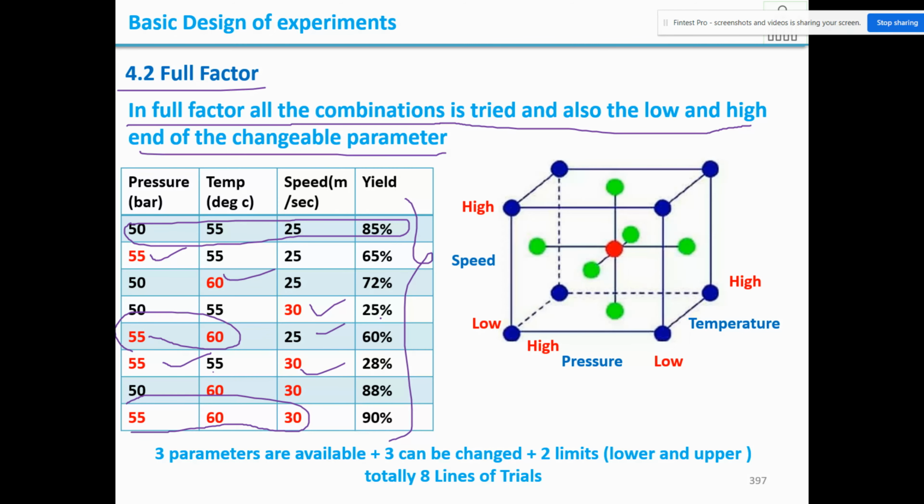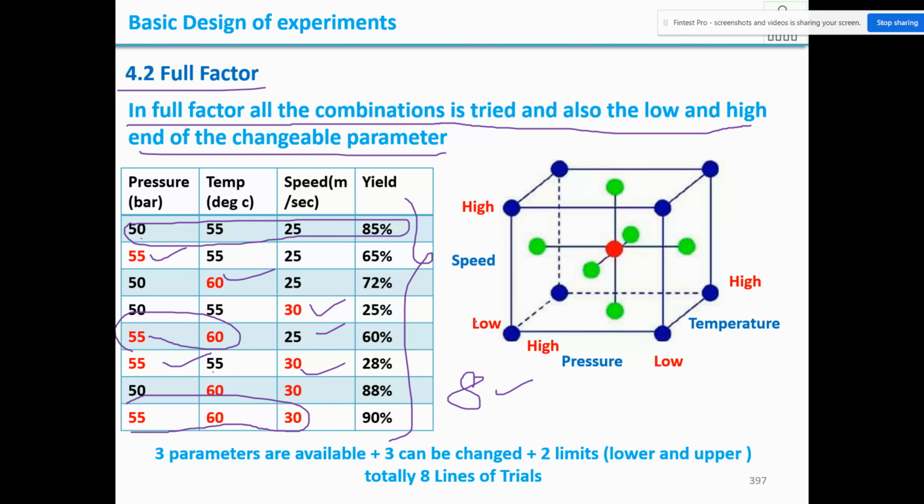What we call a level is nothing but changing. We are changing in two levels. Correct. So 8 experiments we have to run and see which gives the maximum or optimized output. Okay, what is a factor, what is the level? So there is some L3, L4.